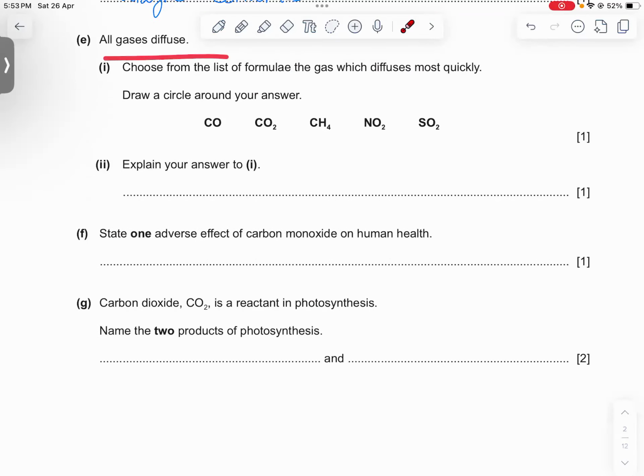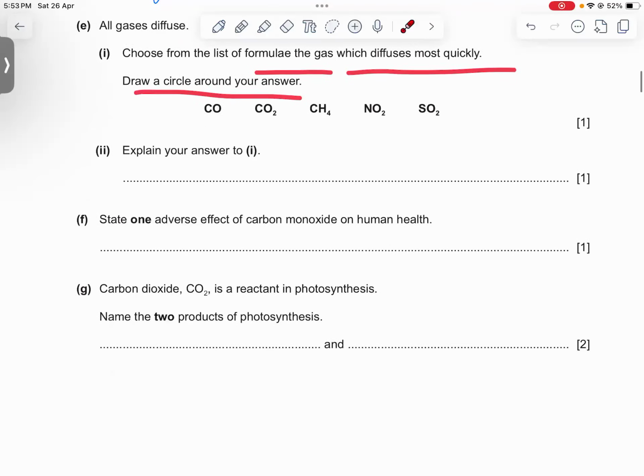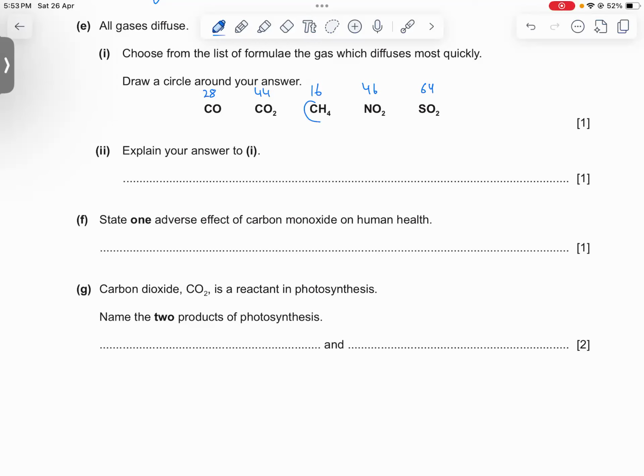All right, next question, all gases diffuse. Choose from the list of formula the gas which diffuses most quickly. Draw a circle around your answer. So which gas diffuses the fastest? So obviously the gas which is lightest in weight, and I think CH4 is the lightest gas. It has a mass of 16, right? No other gas has a mass of 16, I believe. This is 44, carbon dioxide. Carbon monoxide is 28, very famous. Sulfur dioxide is 32 plus 32, that is 64, right? And NO2 is 14 plus 32, so that should be 46, right? So the lightest gas is CH4.